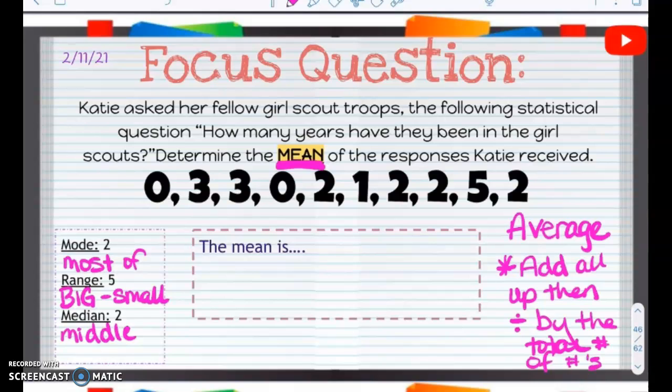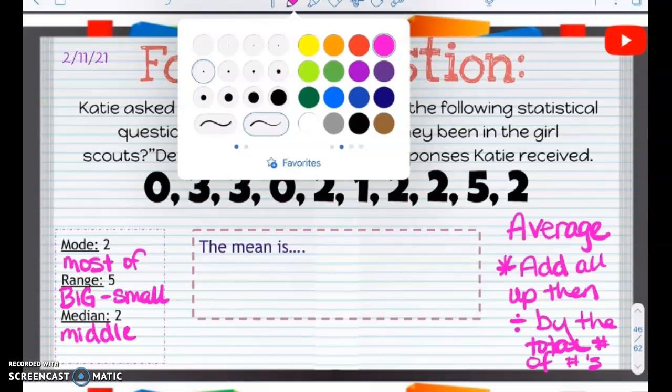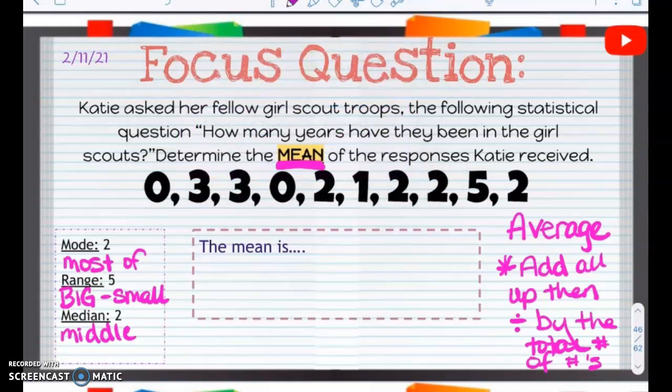So we have, let's do a different color. We have 0, so 0 is part of our data. So we have 0, we have 3. 3 plus 3 is going to be 6. 6 plus 0 is still 6. Plus 2 is 8. Plus 1 is 9. Plus 2 again, 11. 12, 13. Plus 5 is going to be 18. And then plus 2 is going to be 20. So when you add all of them up, you get 20.